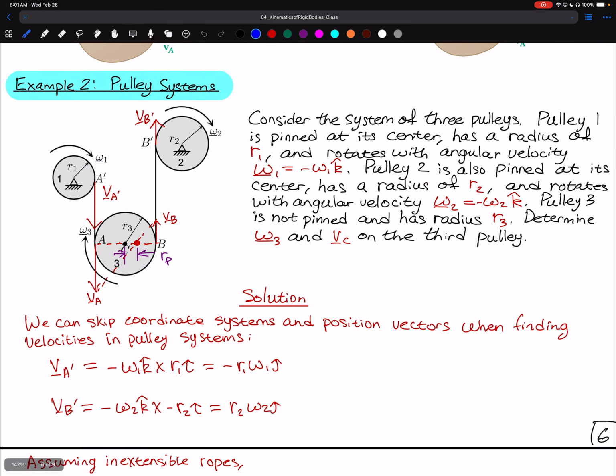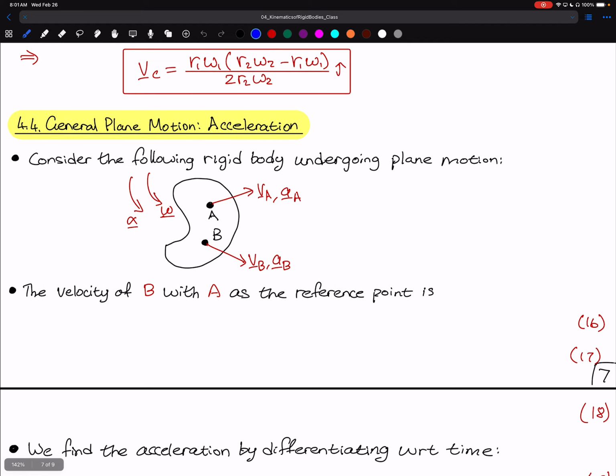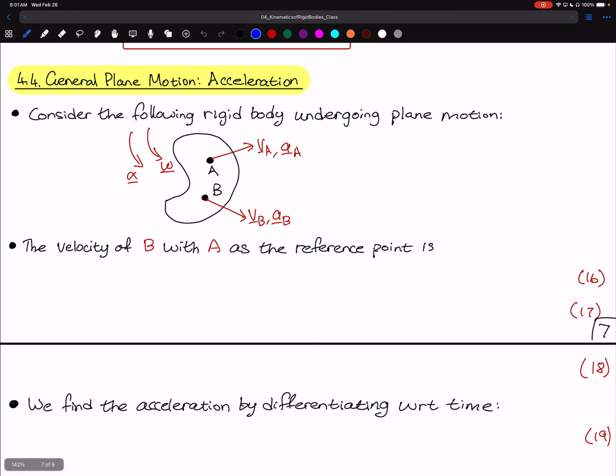We're going to go through and look at what general plane motion for acceleration looks like, and then we'll go through an example. We may not finish the example today, and in that case we'll finish it next week, and we'll show how you can also use one point that you know the acceleration of. You can use that to determine the acceleration at other points.